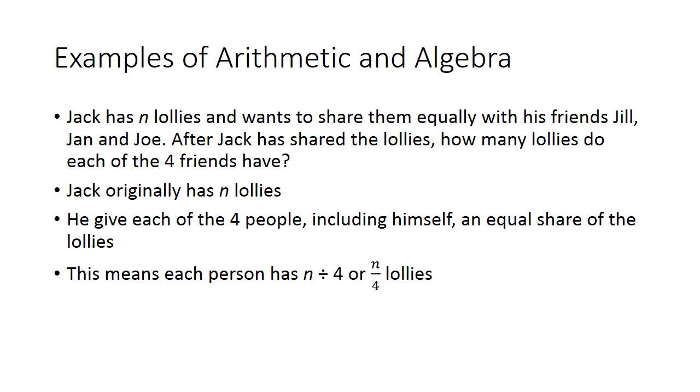So this means that each person has N divided by 4, or N over 4. Why? Because Jack started with N lollies, and then he divided that up equally for 4 friends, including himself, for 4 people. So each person gets N divided by 4, or N over 4 lollies. And that's the answer for this one.